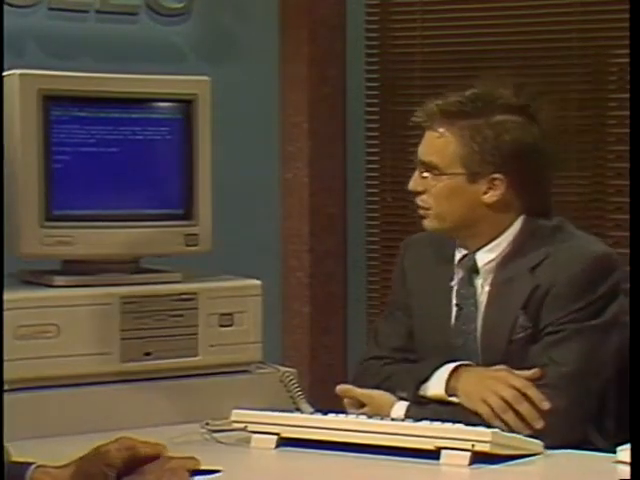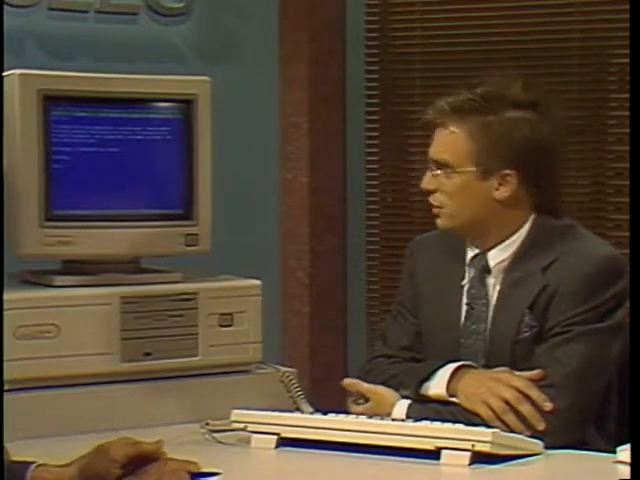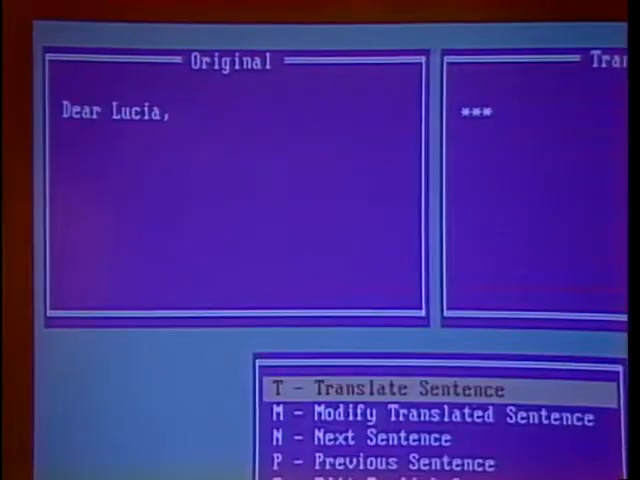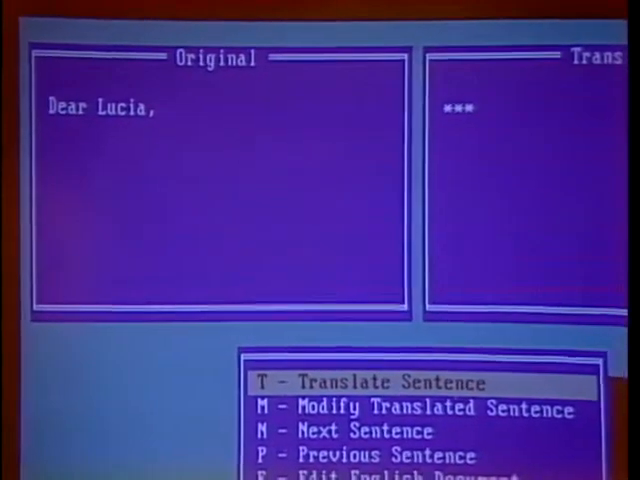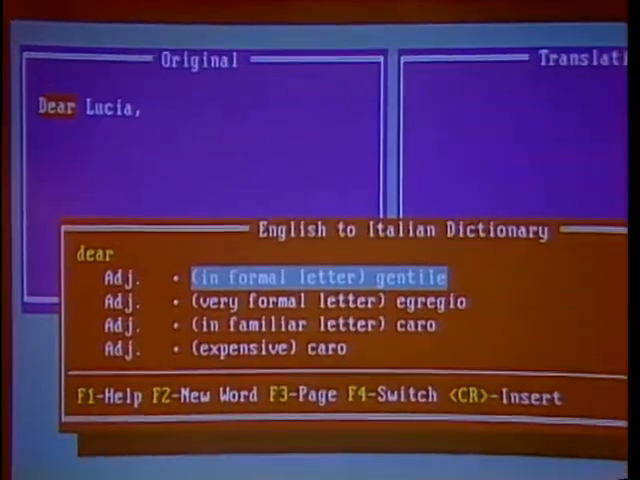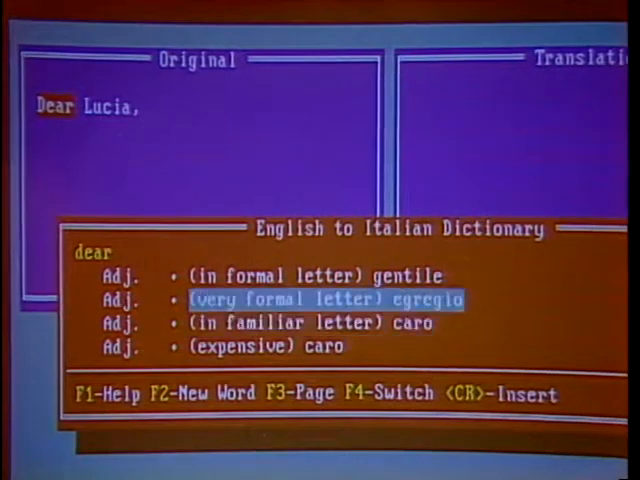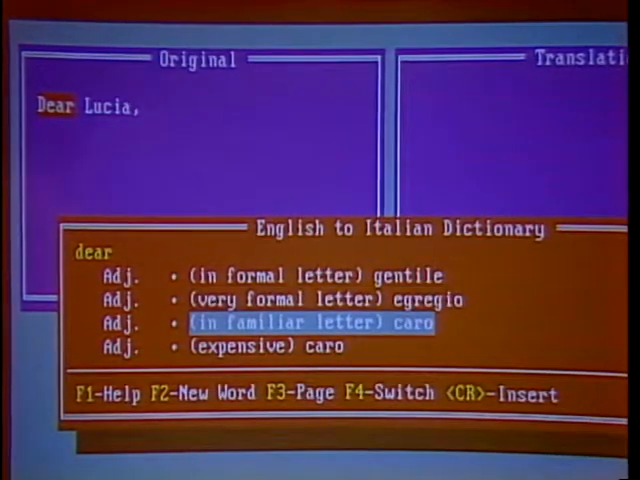This is a letter from Luigi to Lucia talking about the program that he just bought that translates from English into Italian. So this is our editor, and we'll move right into the translation part. When we go to translate, the first sentence comes up. It says, Dear Lucia. And we want to know, is this dear as in what kind of letter, or dear as in, oh, this is a very dear piece of jewelry?